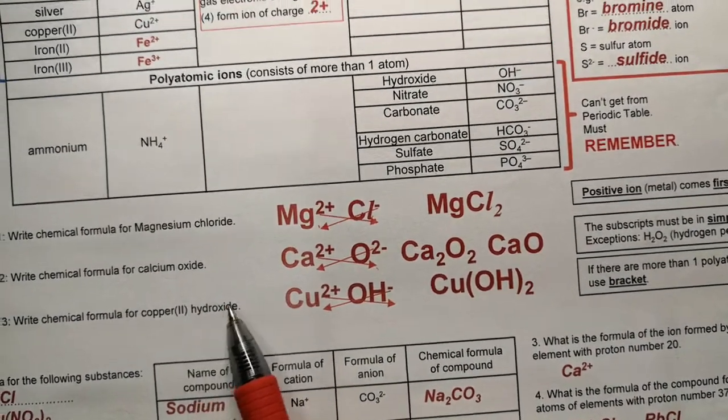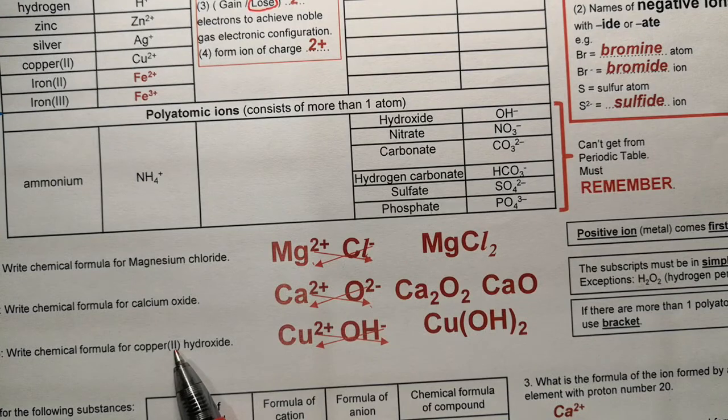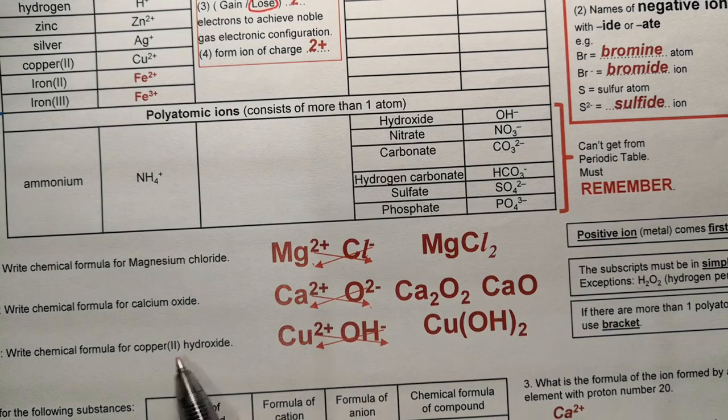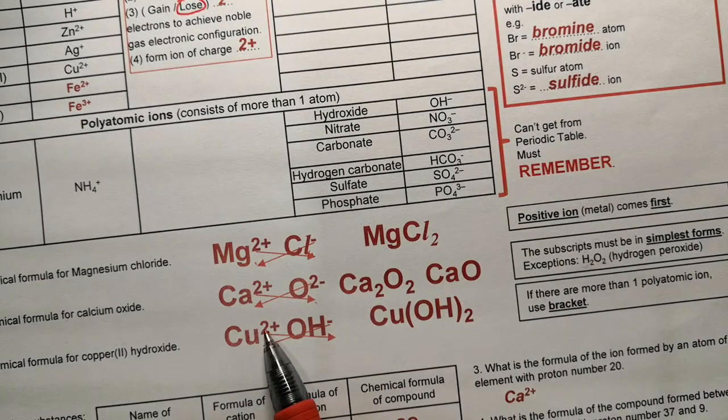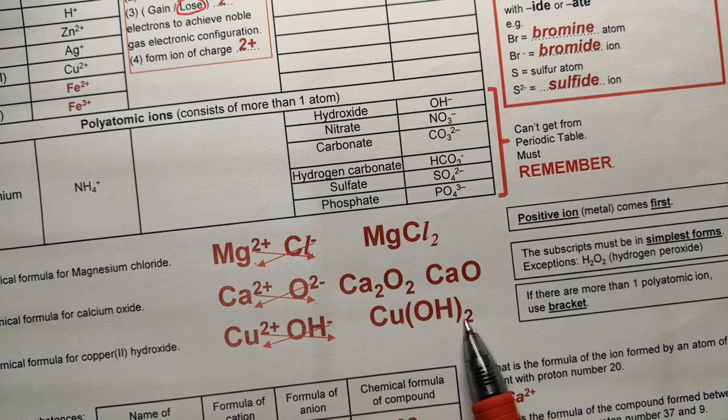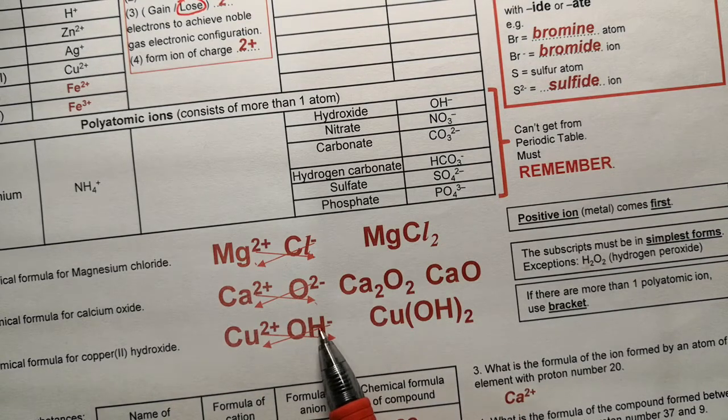And the third one is copper(II) hydroxide. See, copper 2, so it's Cu2+. The 2 basically means the charge. Cu2+. Hydroxide, you have to remember, is OH-. So you bring the 2 down and put it here. Now remember this polyatomic ion.